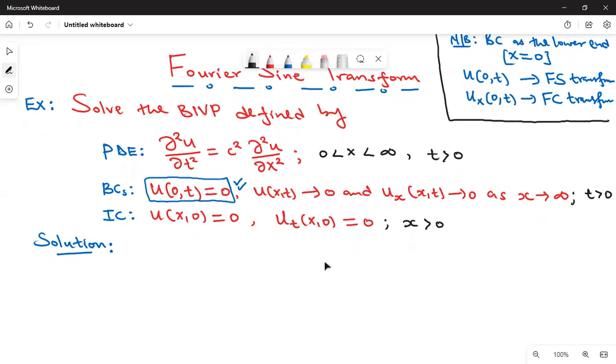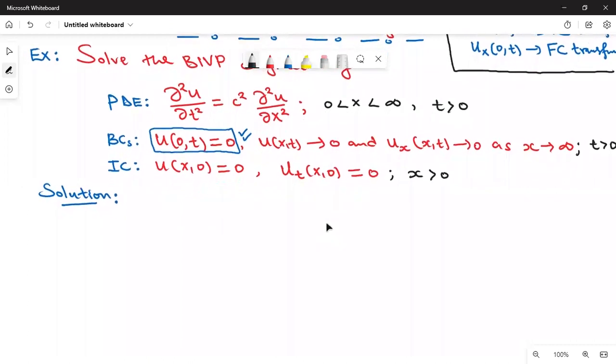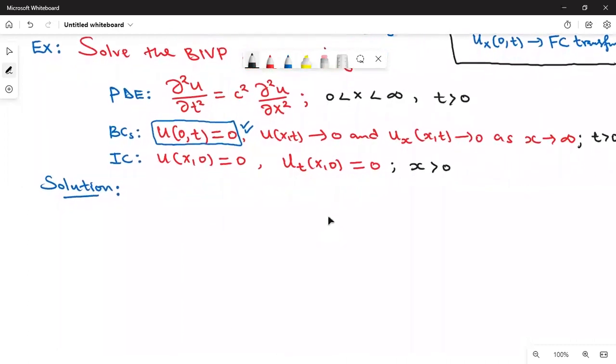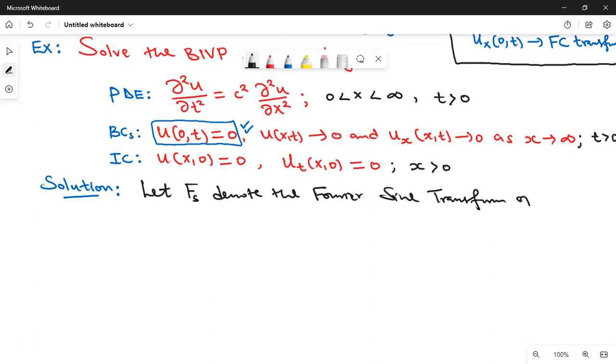Of course, the steps are as usual. First of all, we are going to say let F subscript s denote the Fourier Sine Transform operator. It's operating on the variable x.